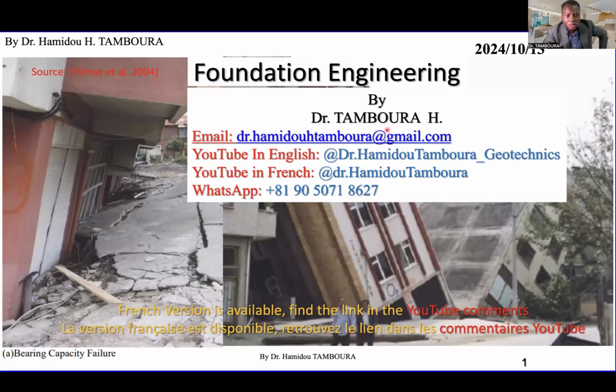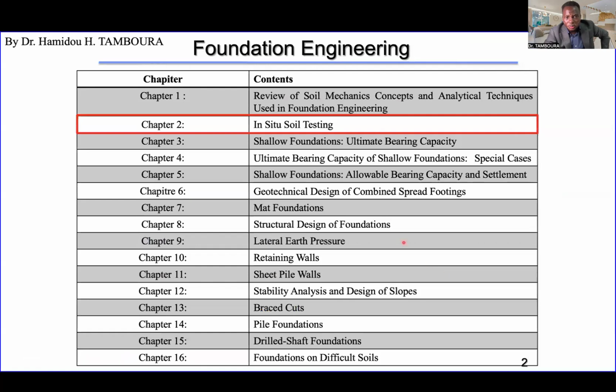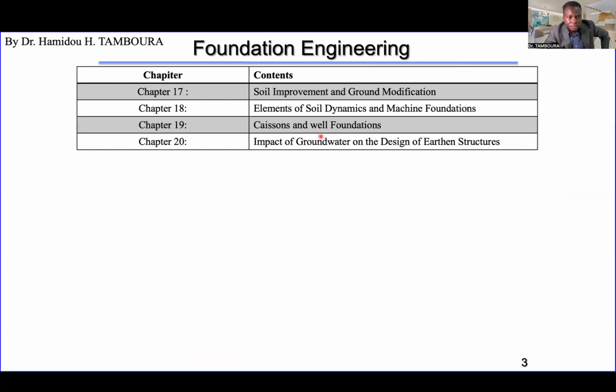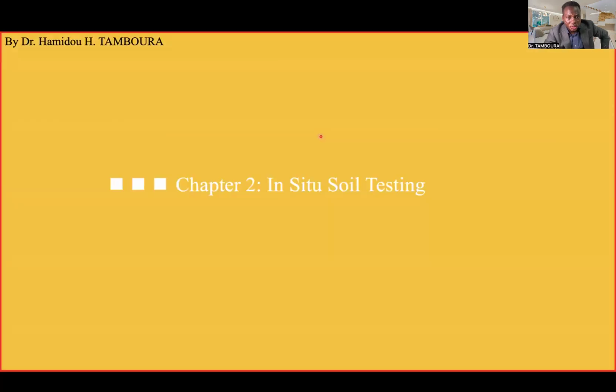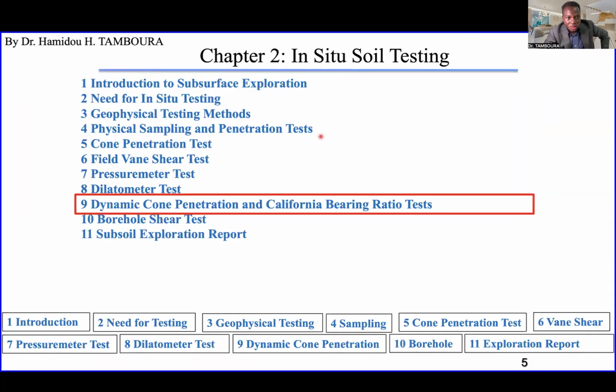Hello everyone. Let's try to resume our class of foundation engineering. We are still on chapter number 2, in situ soil testing. And last time we talked about the dilatometer test. In this video, we are going to talk about the dynamic cone penetration and California bearing ratio test.